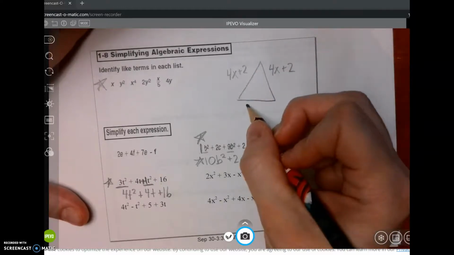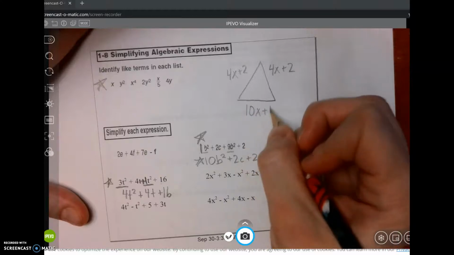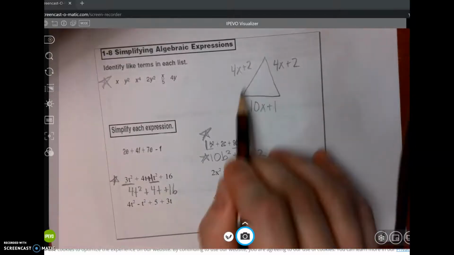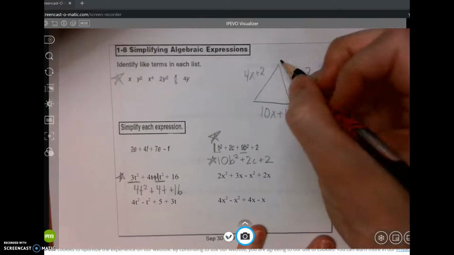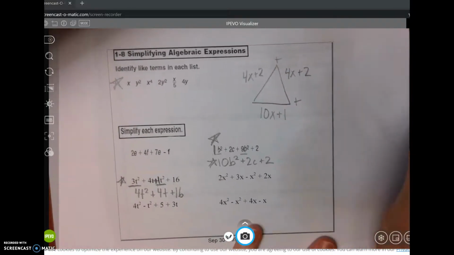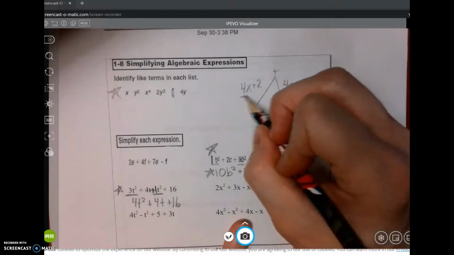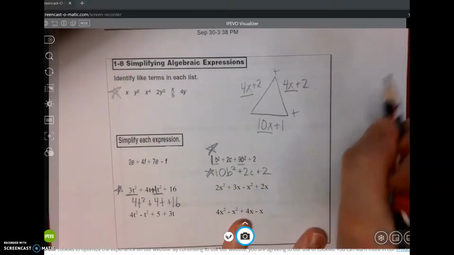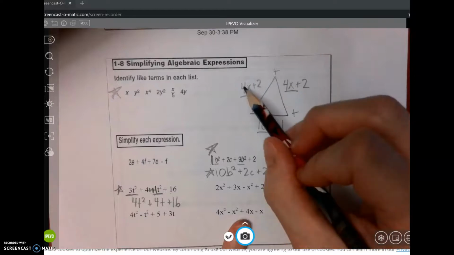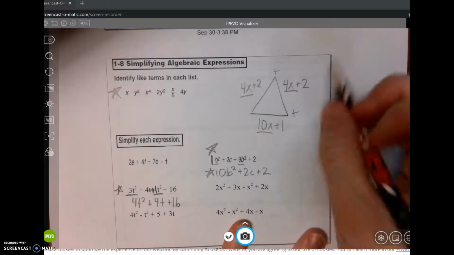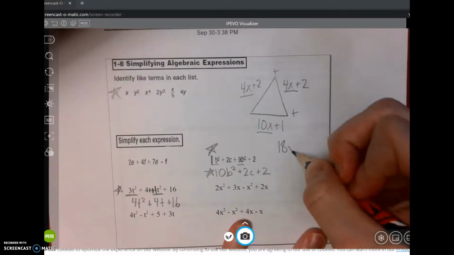So let's say that this side is 4x plus 2, and this is 4x plus 2, and then this bottom side is 10x plus 1, and I want to find the perimeter of this shape. So to find the perimeter, I need to add up all these sides by combining like terms. So I have an x here, here, and here, and I want to add all those up. So 4 plus 4 plus 10 would be 18 x's.